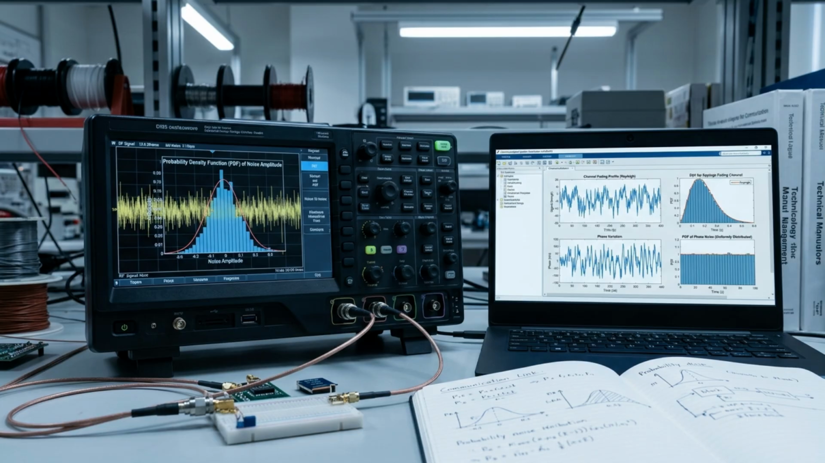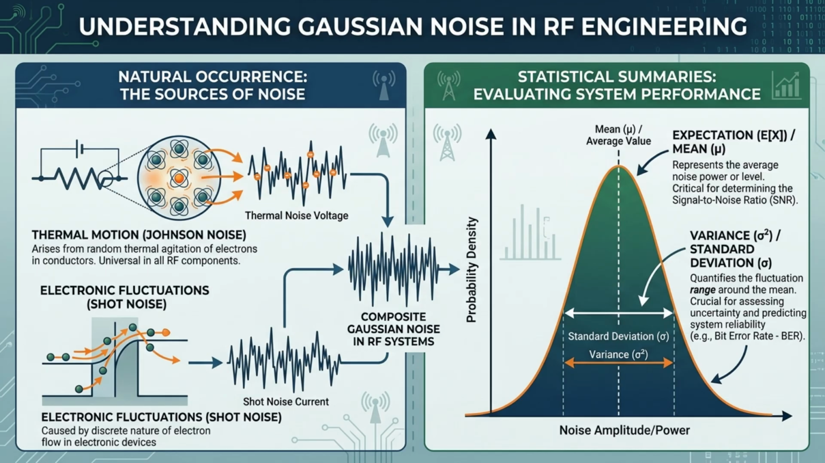These variables are characterized using probability distributions, which describe how likely different outcomes are within a system. Gaussian noise is the most important model in RF engineering because it naturally arises from thermal motion and electronic fluctuations. Expectation and variance provide statistical summaries that allow engineers to evaluate system performance under uncertainty.